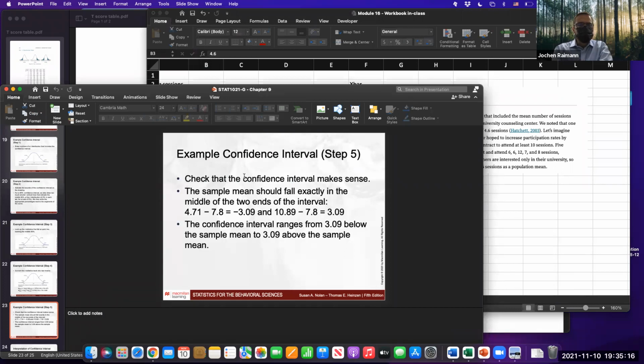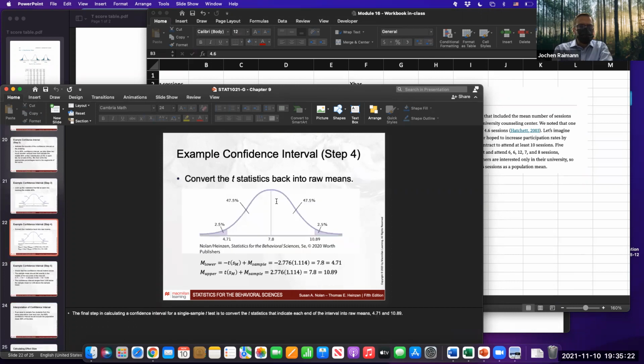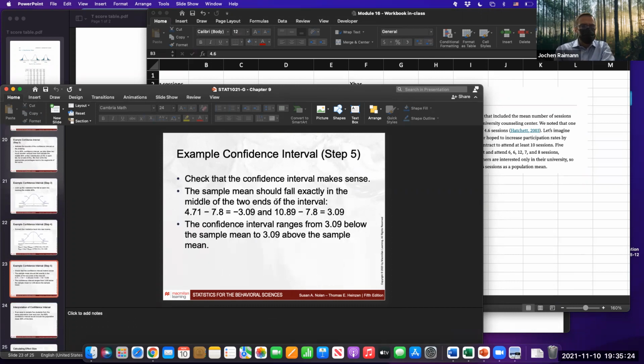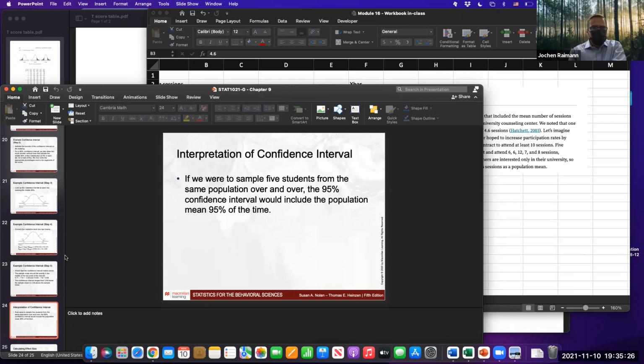Understand? The sample mean should fall exactly in the middle of the two ends. Yes. Interpretation of the sample means yes. Okay, the population mean is contained in 95% of all cases. You remember this graph where we had these repeated samples drawn? So 95% of all these samples will contain the true population mean. This is the definition of your 95% confidence interval.